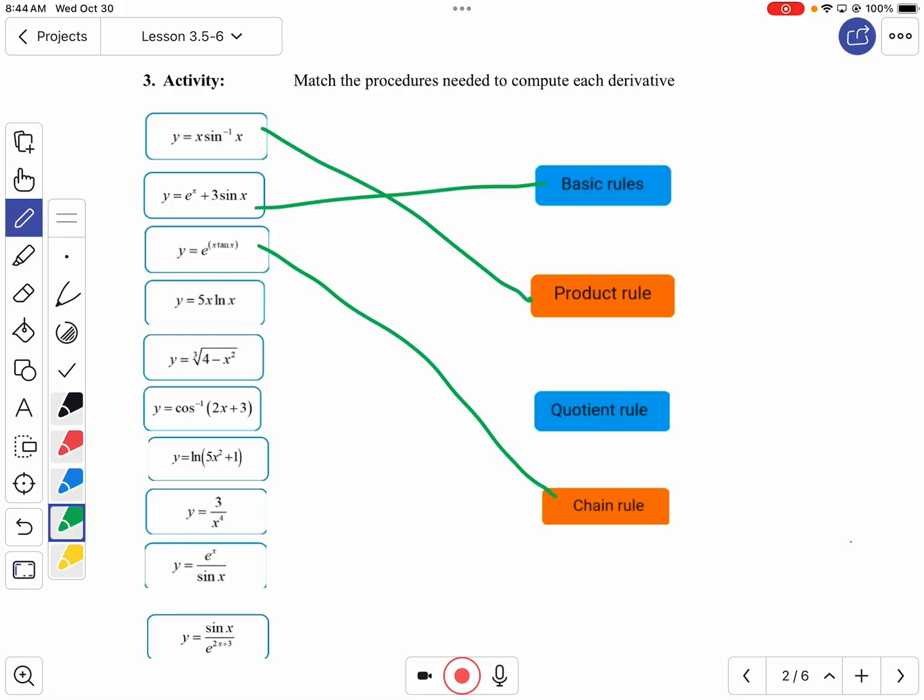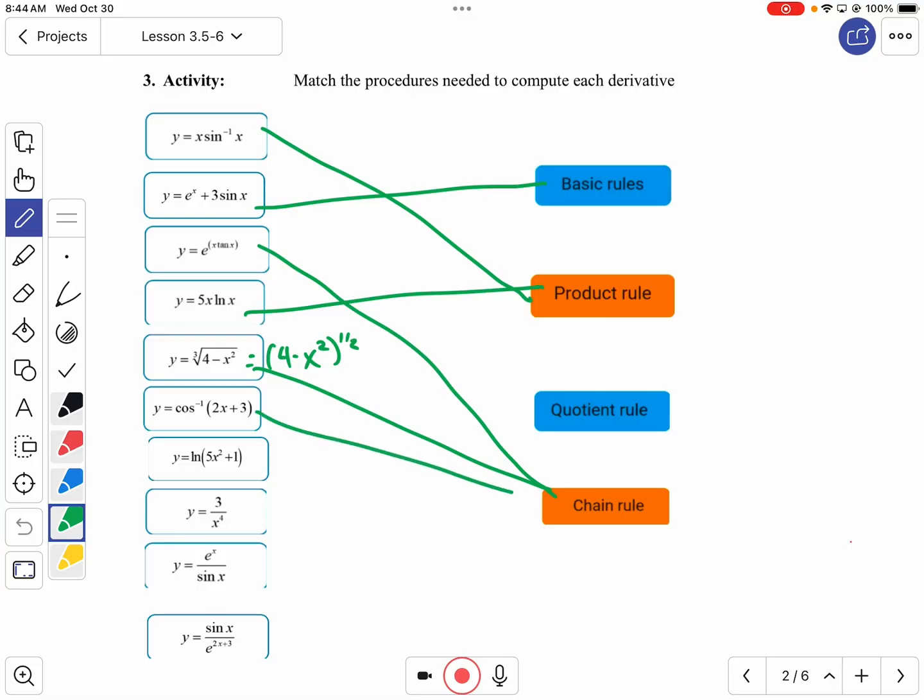What about that 5x ln of x? Product rule. Cube root of 4 minus x squared. Chain rule. Okay, remember this is 4 minus x squared to the 1/3. All right, so that's going to require the chain rule. What about the next one?